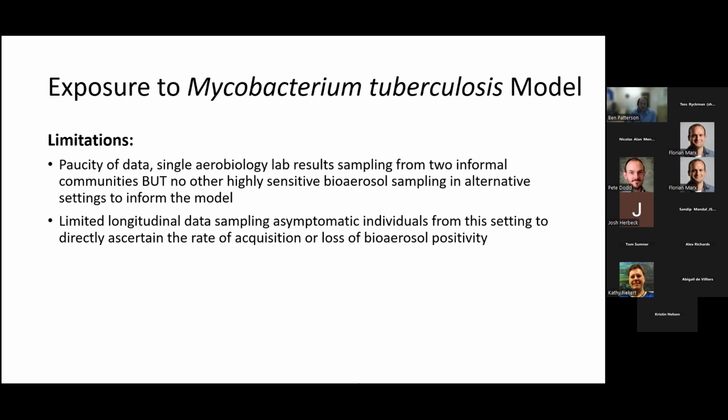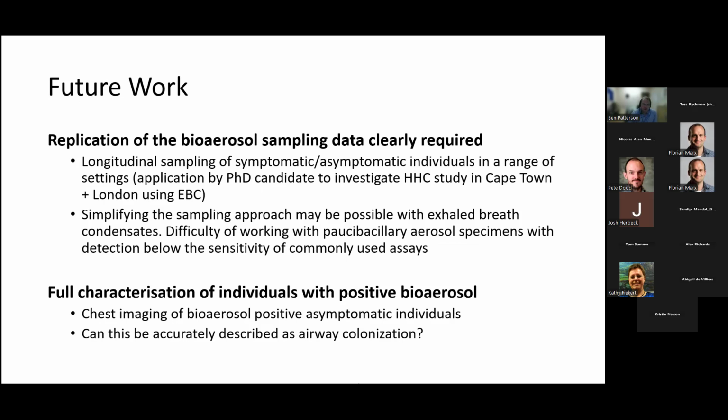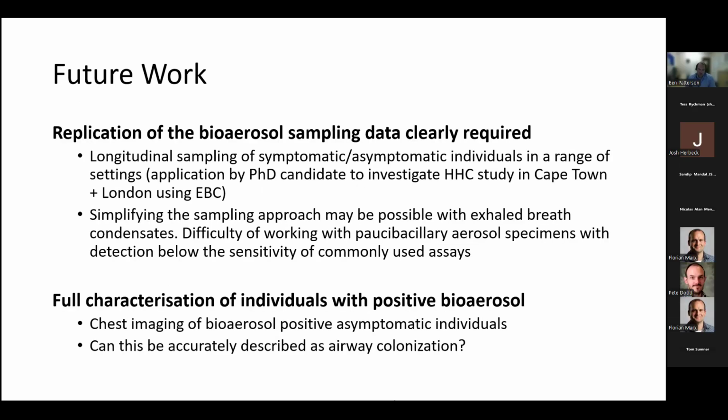And then the thing that would answer some of the questions I've talked about is if we had more longitudinal data sampling asymptomatic individuals, and we would want this both in our setting and in other settings. Then you could directly establish the rate of acquisition of a positive bioaerosol and the rate of loss of a positive bioaerosol. So there's future work that is going to address some of these things.